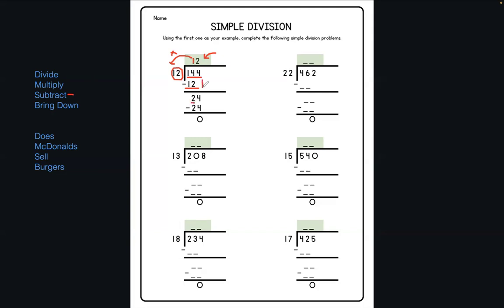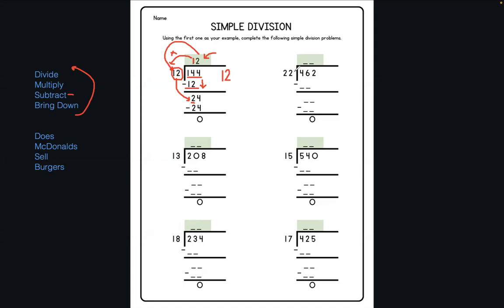Now we need to bring down the next number. So we're going to bring down that 4 to make 24. So now let's divide again. You go right up to the start of the cycle. So you just keep repeating these 4 steps. 12 goes into 24 how many times? 2. 2 times 12 is 24. So 24 minus 24 equals 0. So our quotient or answer is 12.